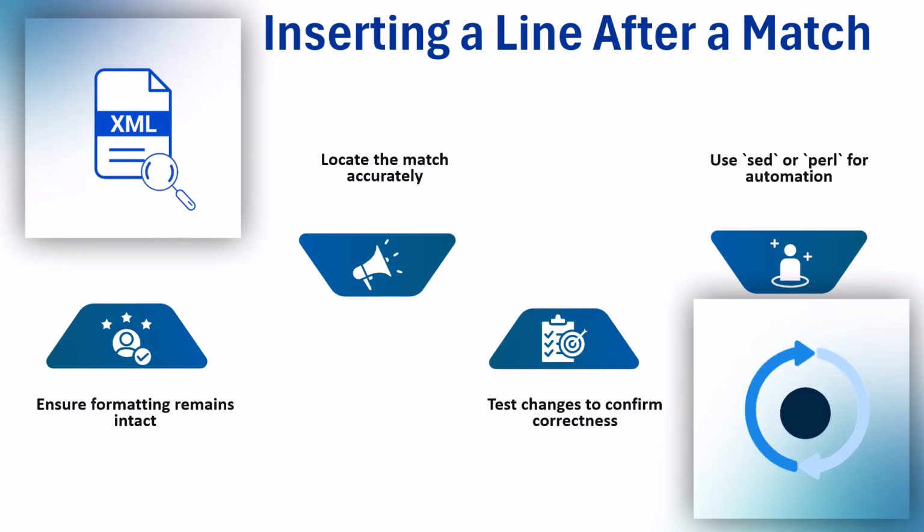Adding a line after a match is like sneaking in a plot twist. It should feel natural. Finding the match is key. We don't want our new line in the wrong spot. Sed and Perl make this task smoother, but we must ensure our formatting stays intact. Before celebrating, testing ensures that our insert doesn't mess up the rest of the file.